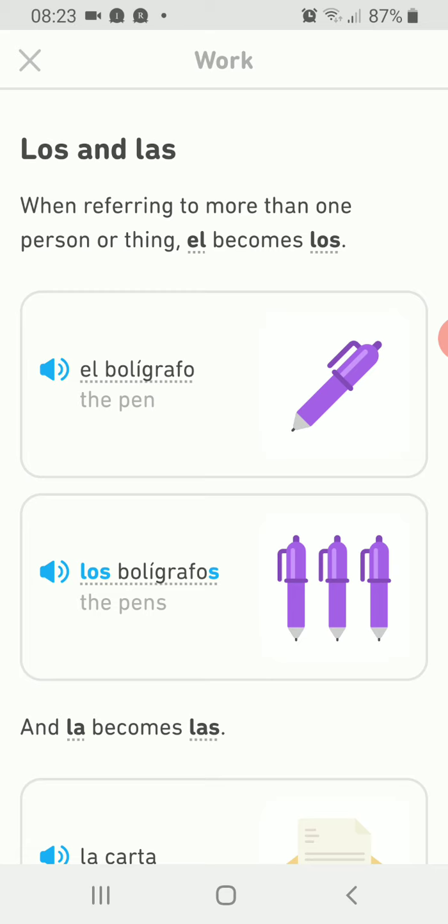Previously we have met some definite articles for the masculine gender and the feminine gender. When referring to more than one person or thing, el becomes los. El is a definite article for the masculine gender, for example, el hombre, and it becomes los hombres in the plural. Here is another example: el bolígrafo, the pen. Los bolígrafos, the pens.